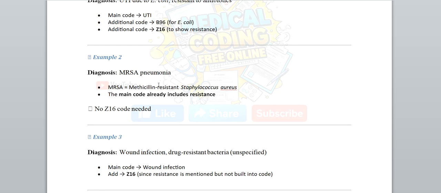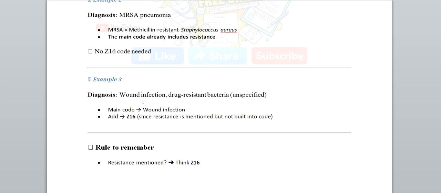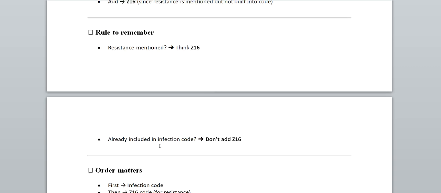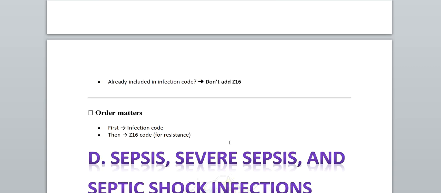For example, MRSA pneumonia. MRSA means methicillin resistant Staphylococcus aureus. The main code already includes the resistance, so no Z16 code is needed. Another example: wound infection, drug resistant bacteria, unspecified. The main code is wound infection. Add Z16 since resistance is mentioned but not built into the code. Rule to remember: if resistance is mentioned, think Z16. If already included in the code, don't add Z16. So first the infection code, then Z16 for resistance.